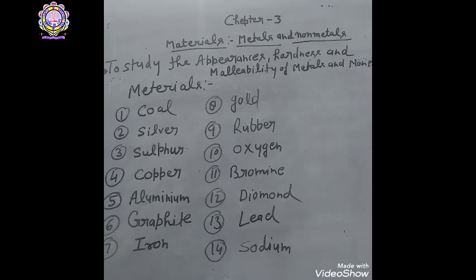In the next video, I will explain the chemical properties of metals and non-metals and other points of this chapter with examples. The next question is: write the difference between metals, non-metals and metalloids. Explain in detail.